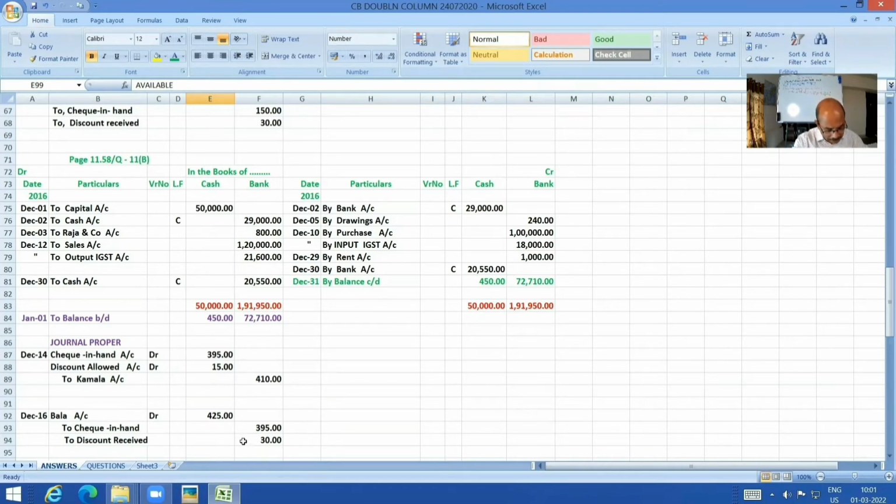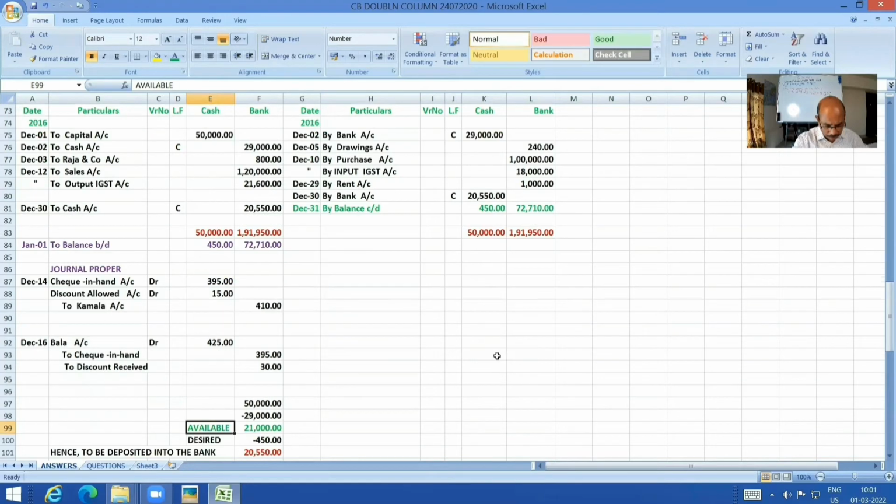Next one: pay rent by check. By rent, the bank column 1,000. That's all. Deposit into bank, balance in excess of 450.